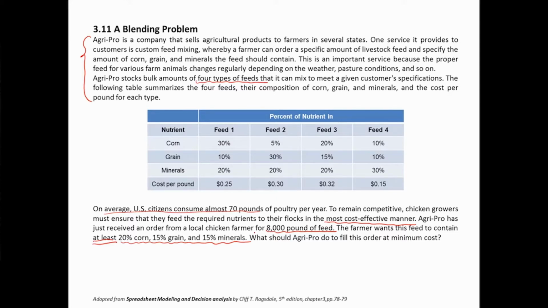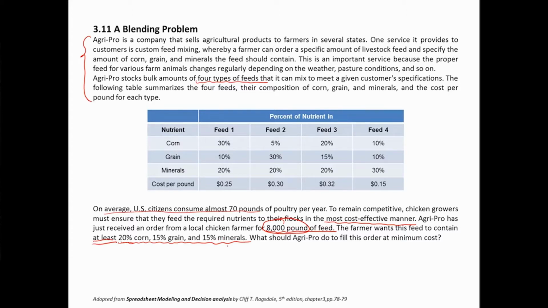How do they fill this order? They put in a mixture of feed 1, 2, 3, 4. The total is 8,000 pounds, right? And in this 8,000 pounds, by considering how many of feed 1, feed 2, feed 3, feed 4 to put in this mix, they want to make sure that at least 20% of this 8,000 pounds is corn, and 15% of this 8,000 is grain, and 15% of this 8,000 pounds is minerals.